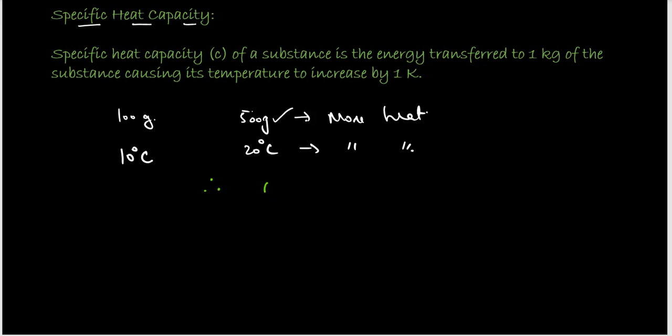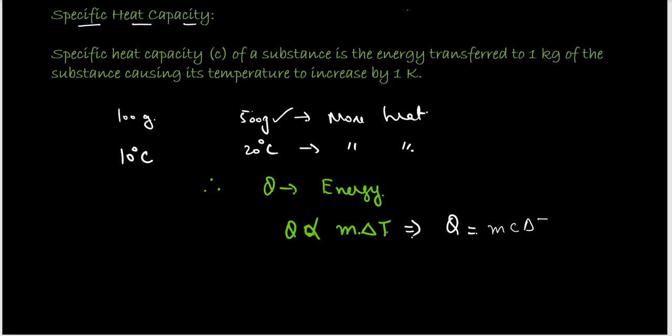So Q is generally used to denote the heat energy absorbed or released. That Q is going to be proportional to the mass, because the greater the mass, the higher the energy required, and times delta T. That means the more rise in temperature you want, the more heat energy will be required. So when you remove the proportionality sign, you get Q is equal to m c delta T. The c I have introduced as the constant of proportionality. It's always more convenient to say it as Q is equal to mc delta T.